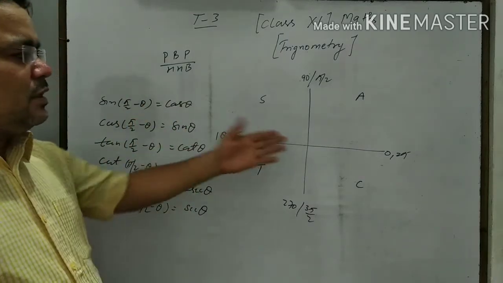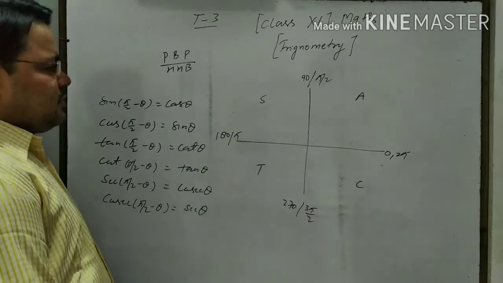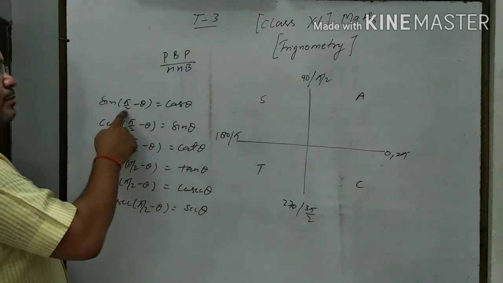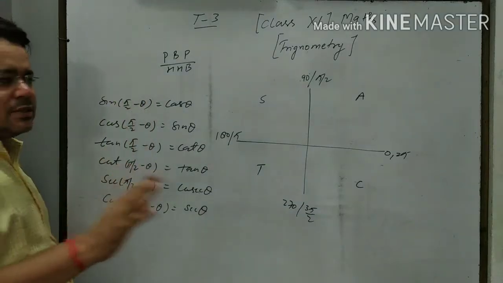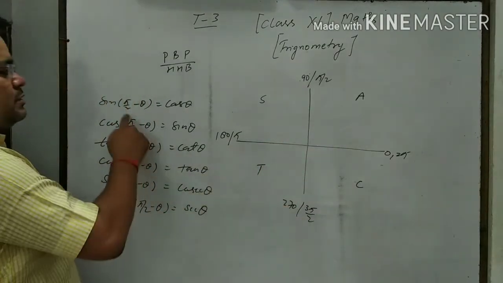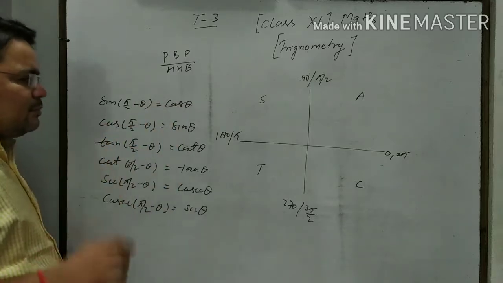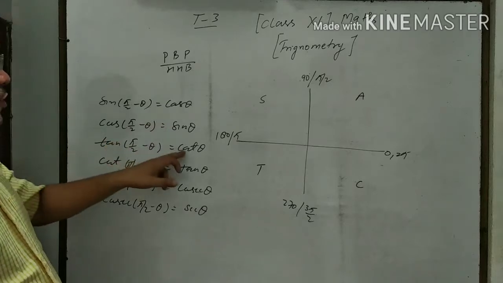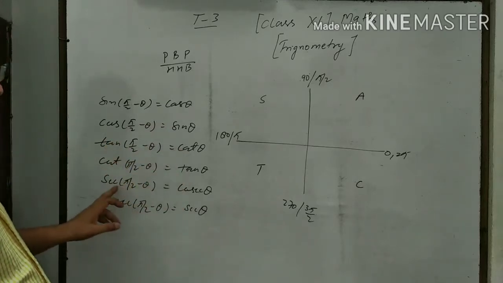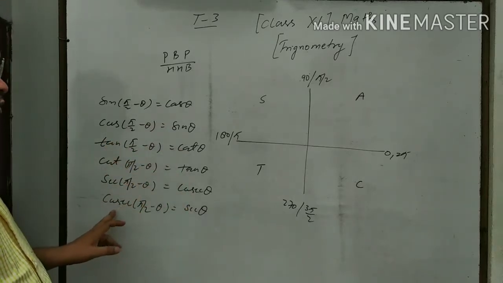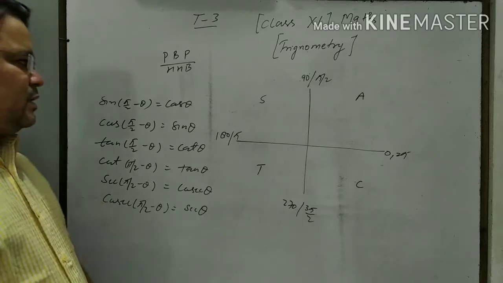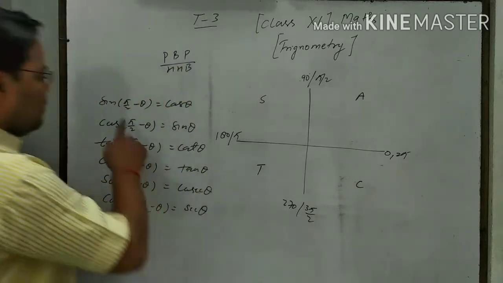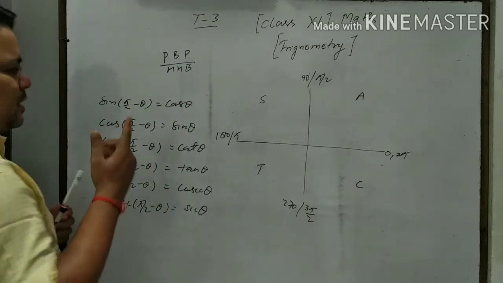But here the next concept: all positive means 0 to 90 degrees. Here pi by 2 minus theta will be 100% in the first quadrant, then sine will change to cos theta. And remember, if sine then cos, if cos then sine, tan then cot, if cot then tan, if sec then cosec, and if cosec then sec. Okay. Similarly, if you are talking about pi by 2 plus theta, then what happened?